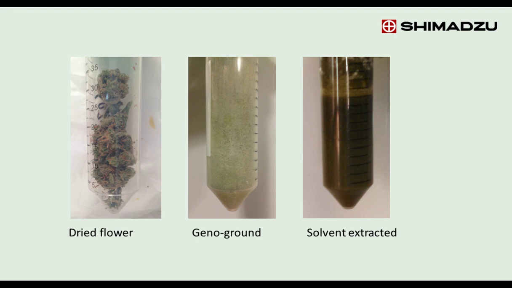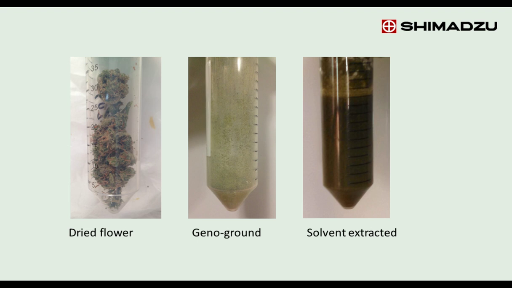And this slide shows an example of how that looks. On the left, you see the flower sample. In the middle, after being ground up in the Geno grinder with 2 steel balls. And then finally, on the right, is the solvent extracted sample.